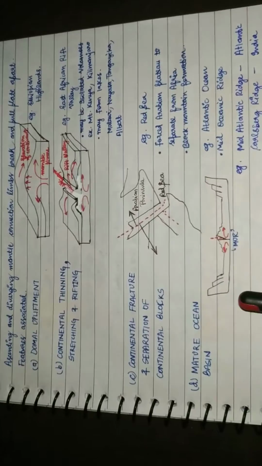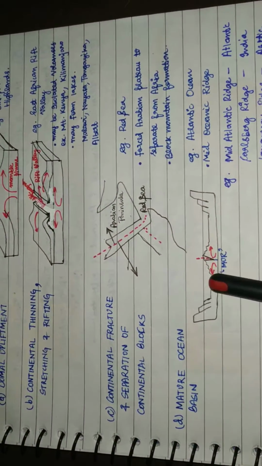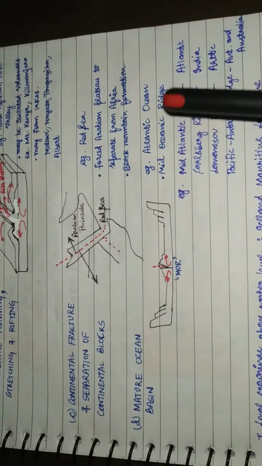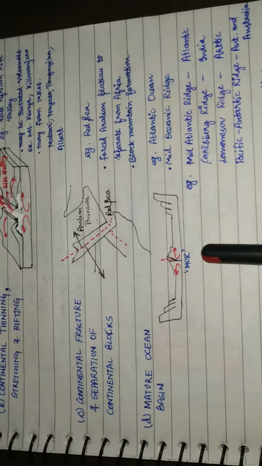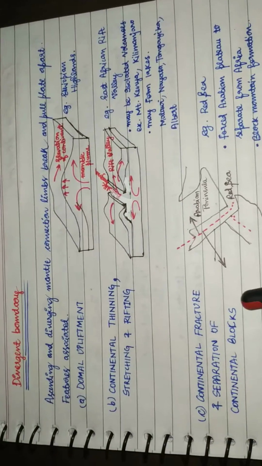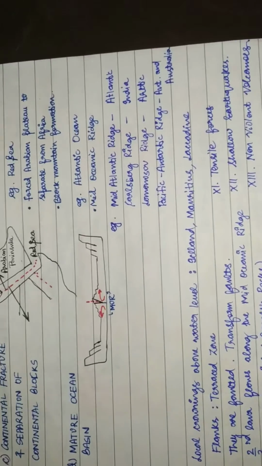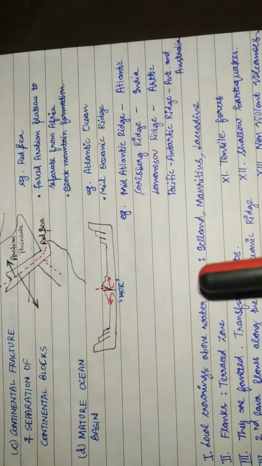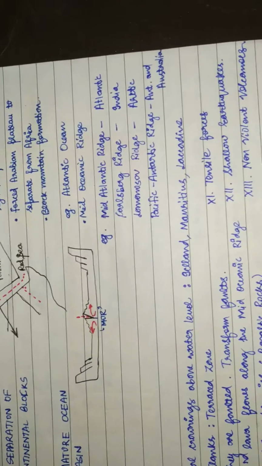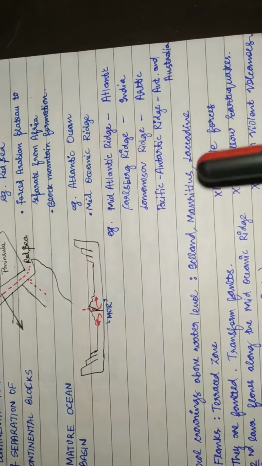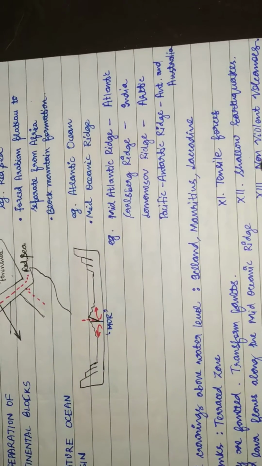After that, the final stage is mature ocean basin. For example, the Atlantic Ocean, and in the middle there is the mid-oceanic ridge. So mid-oceanic ridge is the central and the most important part of the final stage of this mature ocean basin, after which the mature ocean basin starts to converge, and the ocean basin starts to destruct.